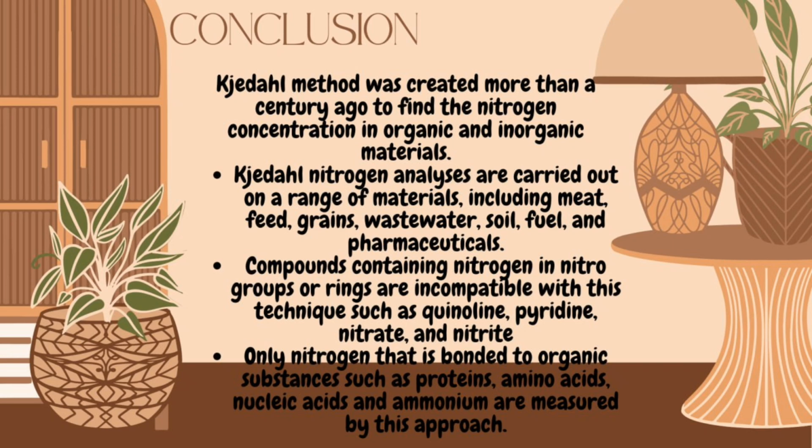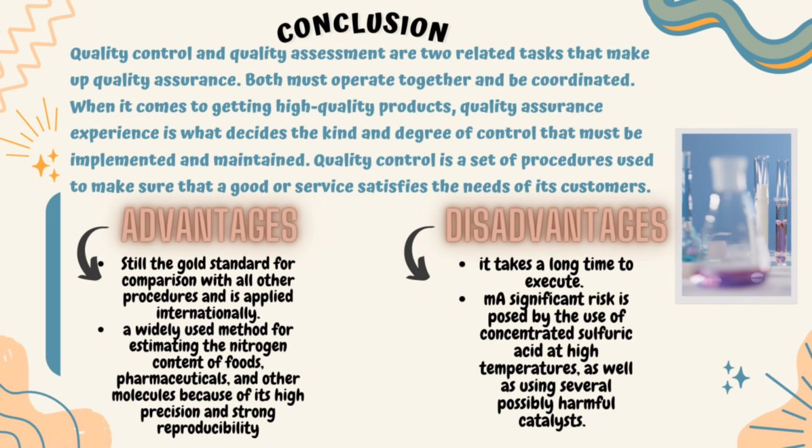In conclusion, the Kjeldahl method was created more than a century ago to find the nitrogen concentration in organic and inorganic materials. Kjeldahl nitrogen analyses are carried out on a range of materials including meat, feed, grains, wastewater, soil, fuel, and pharmaceuticals. Only nitrogen that is bonded to organic substances such as proteins, amino acids, and nucleic acids, and ammonium are measured by this approach. Quality control and quality assessment are two related tasks that make up quality assurance. Both must operate together and be coordinated.